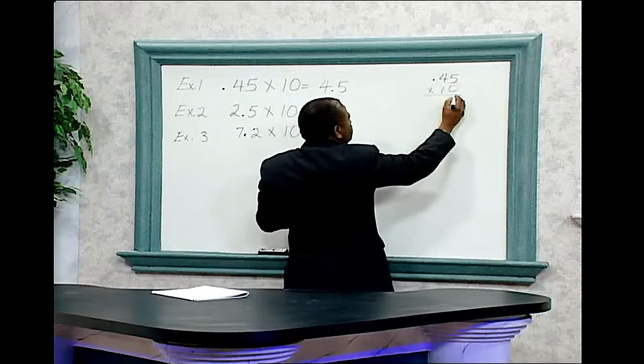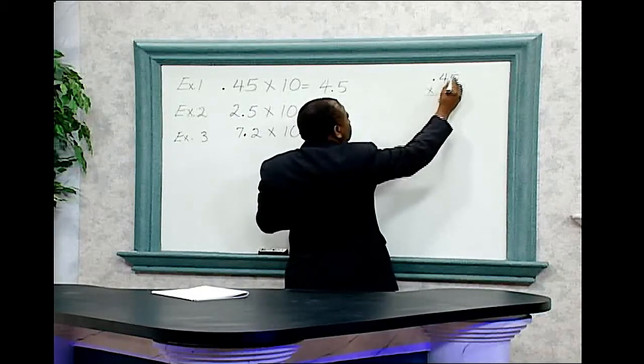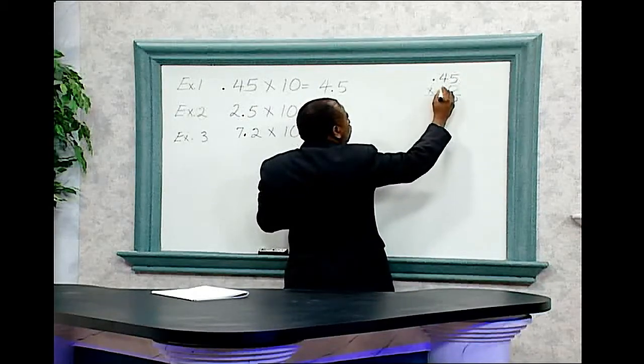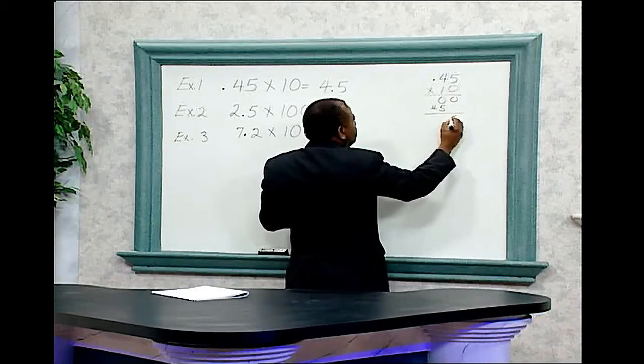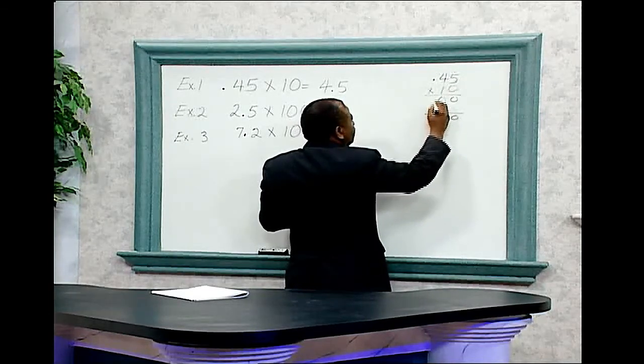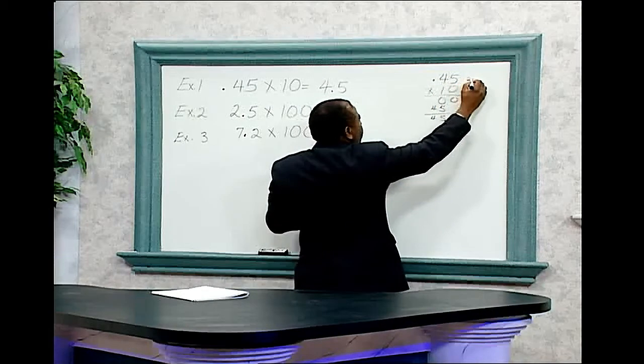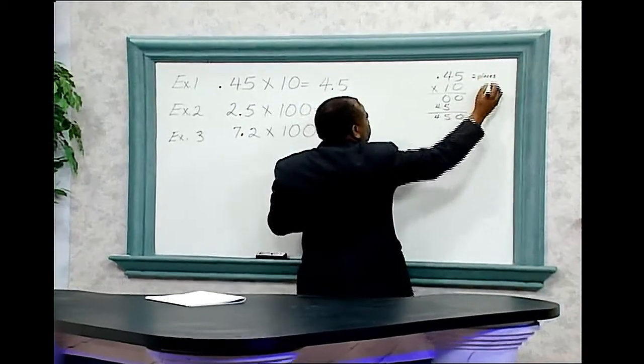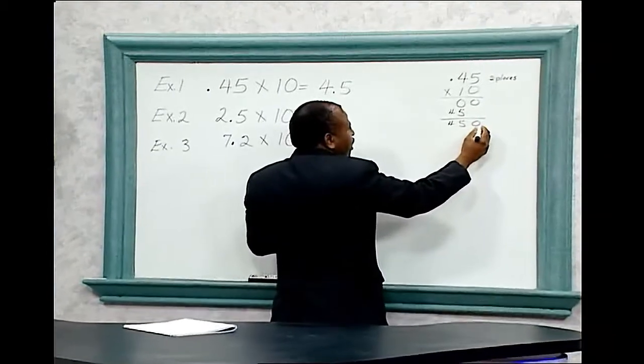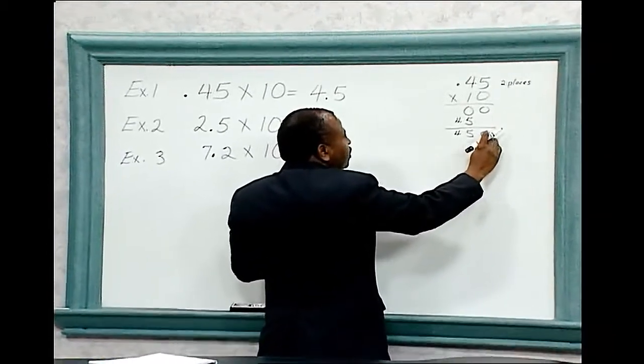0 times 5 is 0. 0 times 4 is 0. 1 times 5 is 5. 1 times 4 is 4. Add 0, 5, 4. There are two decimal places here, which means that we must put two decimal places in the answer. Start counting from the right of the number.